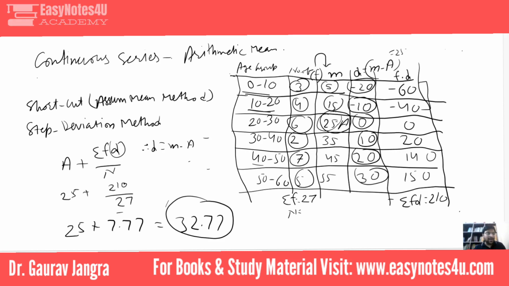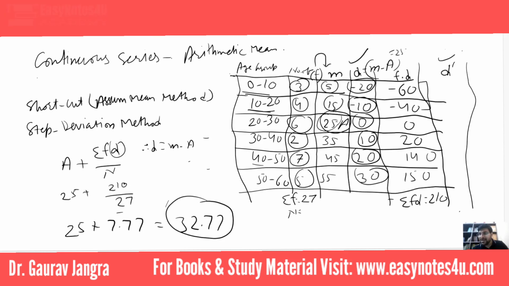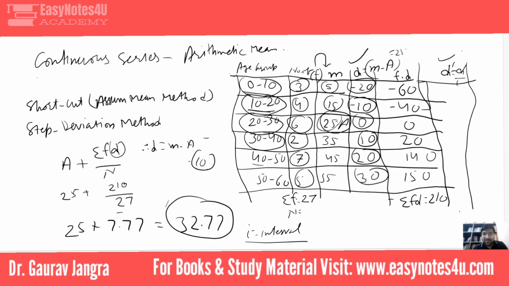In the same manner as we did in the discrete series, one step will be added. In the step deviation method we have to calculate d dash. We already did d, so now we have to find d dash. So d dash means d upon I, where I means the class interval, the interval difference. What is the interval between all the values? The interval is 10, meaning the difference between each and every class is 10. So 10 will be I.